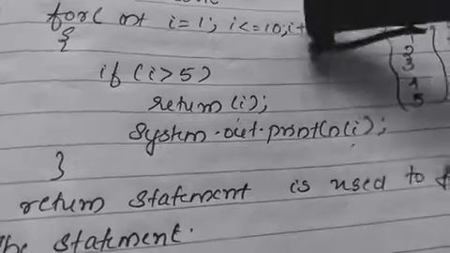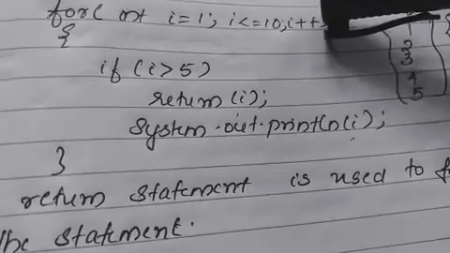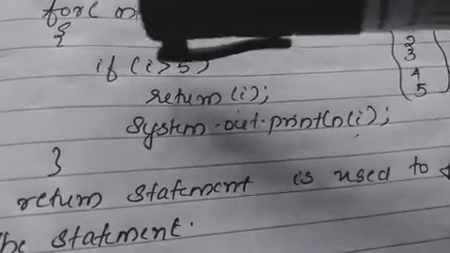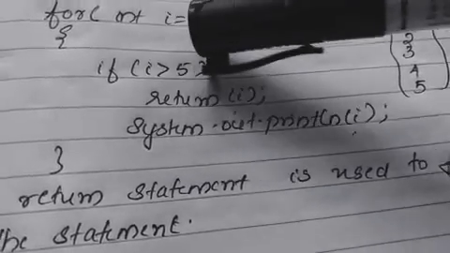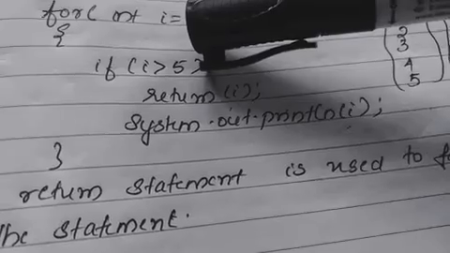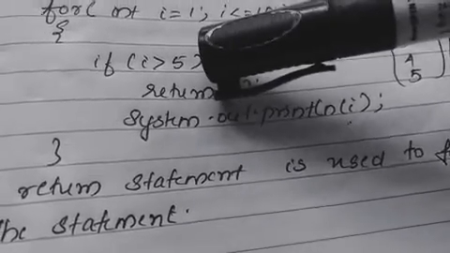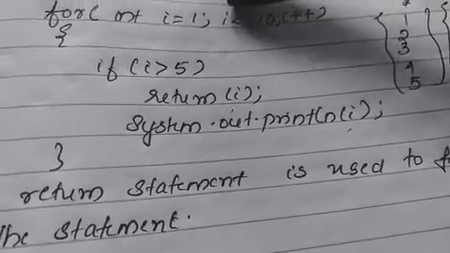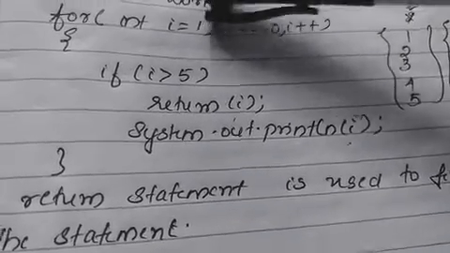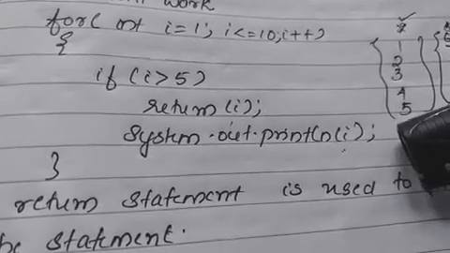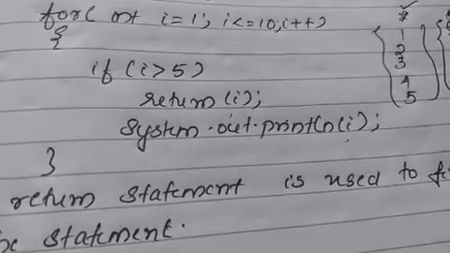Now the value of i becomes 6. So we check the condition, if i greater than 5. What is the value of i now? 6. 6 is greater than 5, so return i. Since the condition is true, we will return the value of i. So we will return the value 6 for this function. All these values will be printed and 6 will be returned.